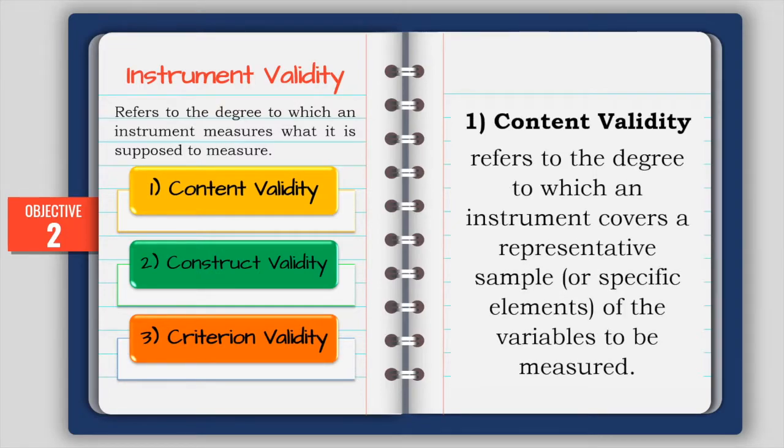Content validity refers to the degree to which an instrument covers a representative sample or specific elements of the variables to be measured. This is done with the help of a list of specifications, and this list is provided by experts in your field of study. For example, you are to measure the love of coffee. You must make sure to include indicators that would sufficiently answer the participant's love for coffee. It can be items such as one's enjoyment of the smell of coffee, taste of coffee, or the effects of drinking coffee and the like.